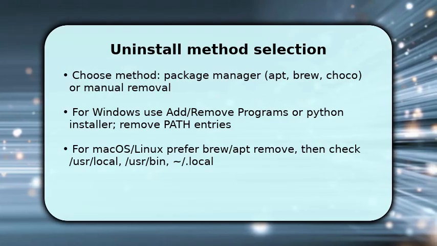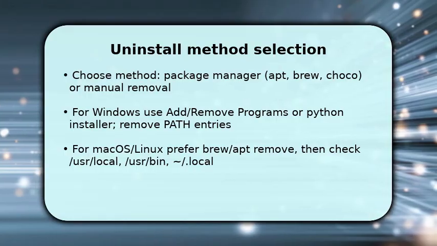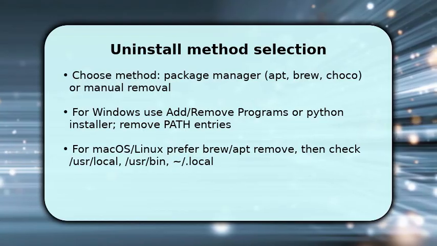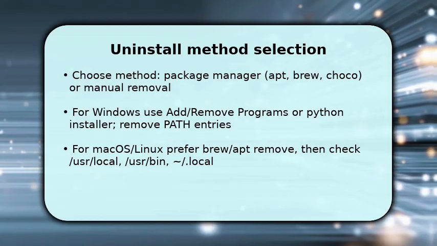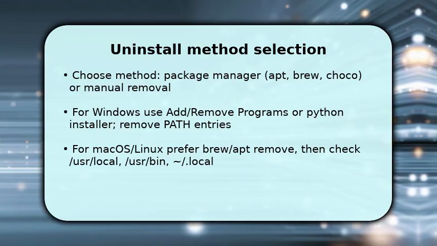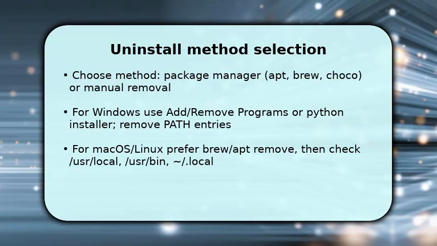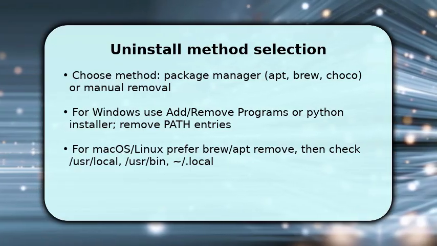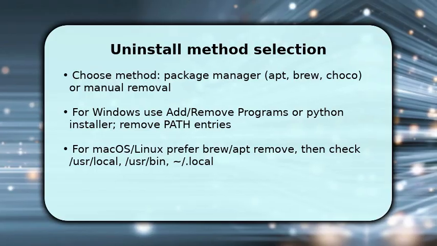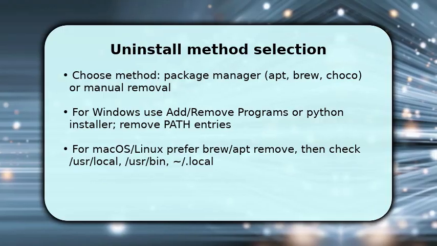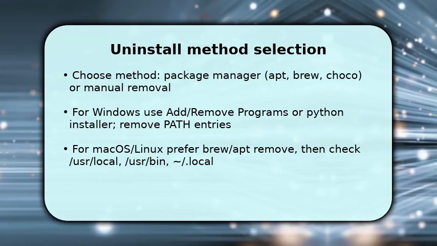Now pick the correct removal path based on how Python was installed. If you used a package manager, run the corresponding uninstall command: apt remove python x.y, brew uninstall python@x.y, or choco uninstall python version x.y. For Windows installed via installer, use Add or Remove Programs or rerun the installer to uninstall, and then clean PATH entries that reference that Python.